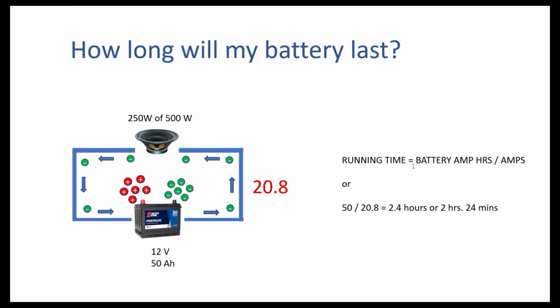So our running time will equal the battery amp hours divided by the number of amps that we're running. So in this case it will be 50 amp hours divided by 20.8, which will give us 2.4 hours, or 2 hours and 24 minutes before our battery is exhausted and will be flat. So there's a couple of examples of how you can use these calculations and the information that we've looked at to work out your power supply and how long that will last when running your audio system.